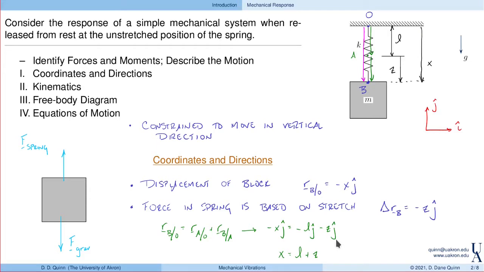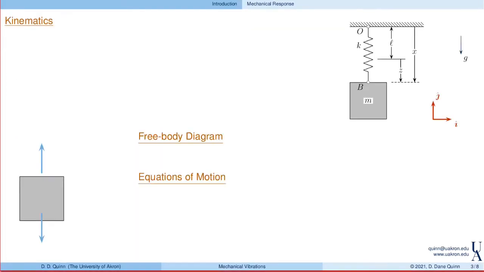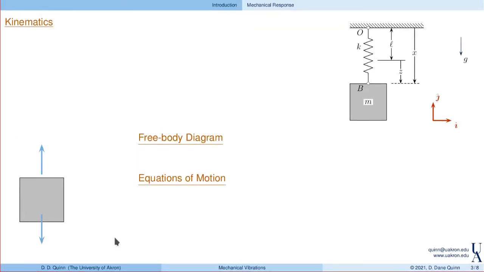Now, you probably could have just looked at this and figured this out, but it's nice to be able to come up with these kinds of constraint relationships in a rational, coordinated way. So here we have our coordinates and directions. Well, it's time to move on. And the next step now is the kinematics of the system.